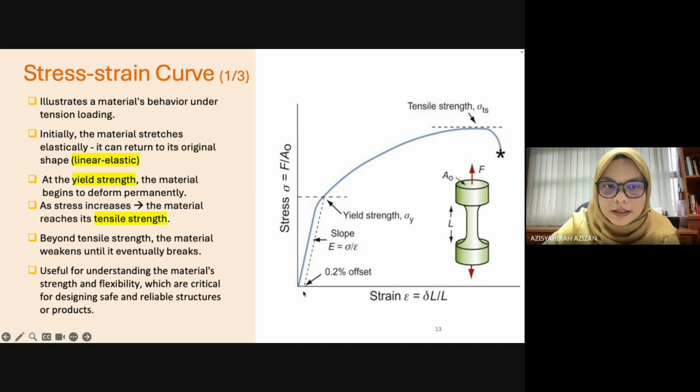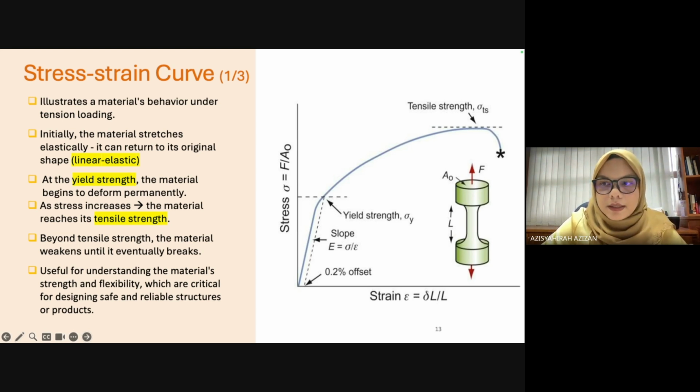In the elastic region, when we unload the material, it will go back to its original shape. But when it reaches this point, the material will deform permanently. What does it mean? After the material reaches this point, it won't go back to its original shape. Even if we remove the forces, it will not go back to its original shape.